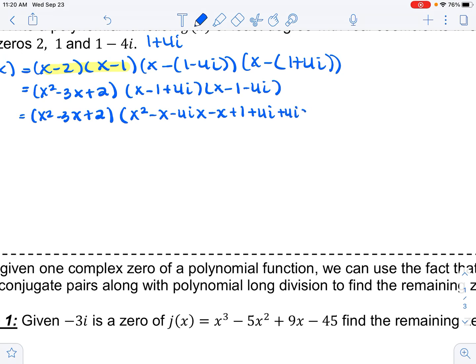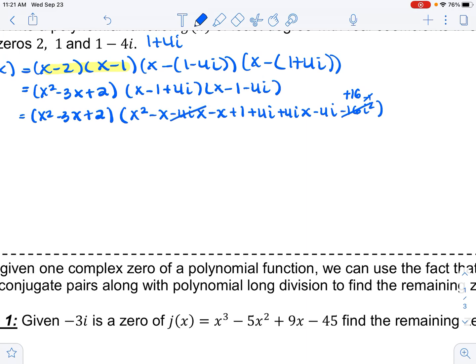Last, I'm going to distribute my 4i. 4i times x is 4ix. 4i times negative 1 is negative 4i. 4i times negative 4i is negative 16i squared. While I'm at that i squared, I'm going to say it's the same thing as negative 16 times negative 1, which is positive 16.